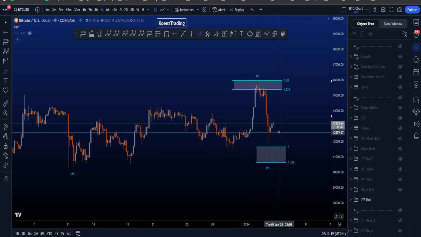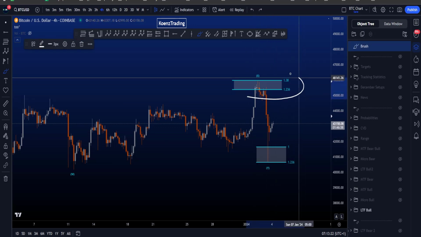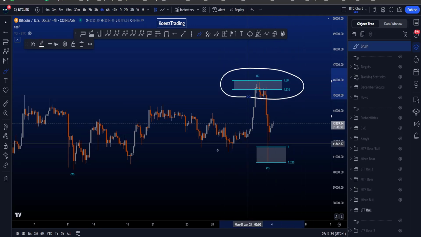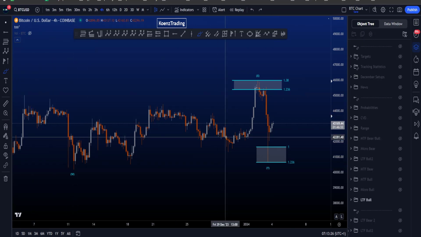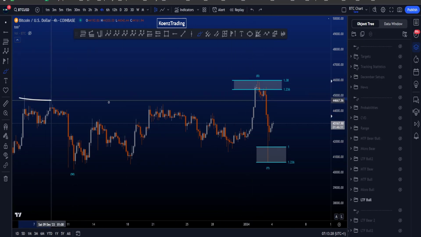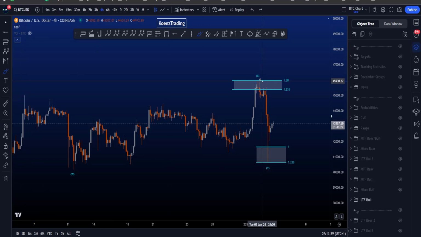of wave X. Common target for wave X is between the 1.236 and the 1.38 taken from the high to the low of W if a wave X goes above the start of wave W, so this is good to see, and now we want to see a continuation towards the upside.